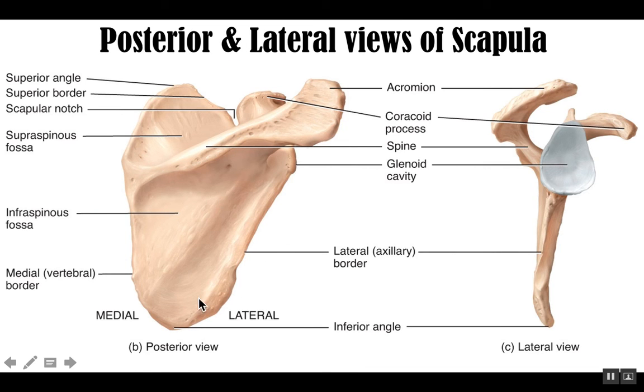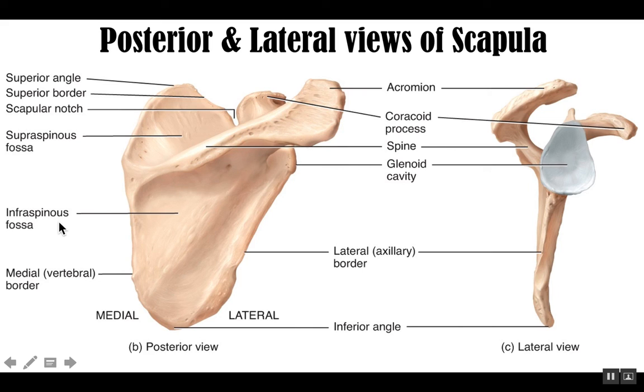Here's the posterior view, which we note that the acromion is that high point again. If we move down from it, this region is known as the spine of the scapula. So the spine of the scapula comes up posteriorly and ends as the acromion. Above that spine, there's a shallow depression known as the supraspinous fossa because it's above the spine. Below the spine is a region called the infraspinous fossa.